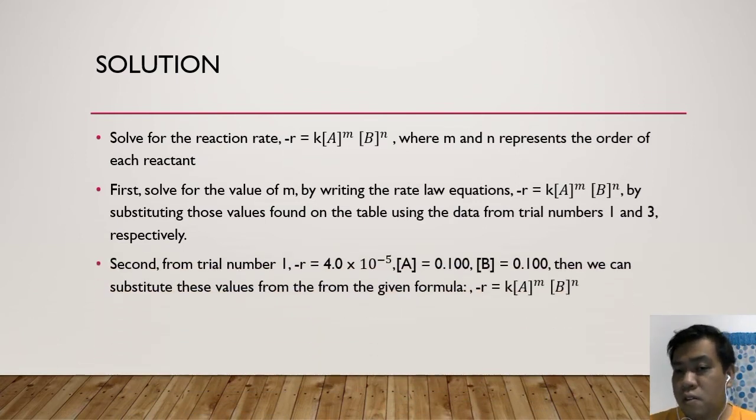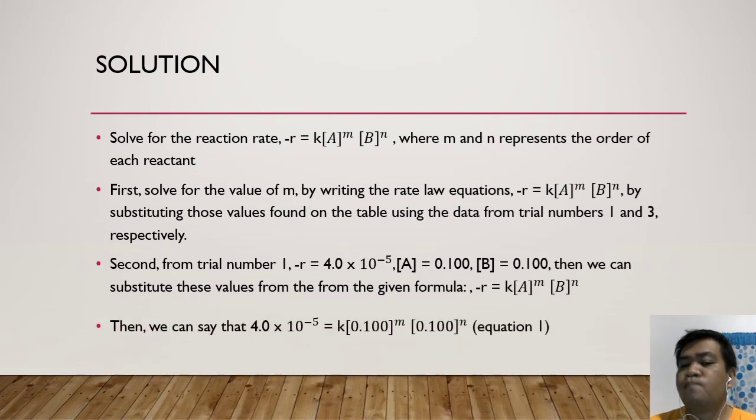So from the table, we have obtained our values. For trial number 1, we have negative r equals 4.0 times 10 to the negative 5, and the concentration of A is equal to 0.100 and the concentration of B is equal to 0.100. Then we can substitute these values into the given formula, as stated above. And then we can say that 4.0 times 10 to the negative 5 is equal to k times the quantity of 0.100 raised to m times the quantity of 0.100 raised to n. So we can set it as equation number 1.